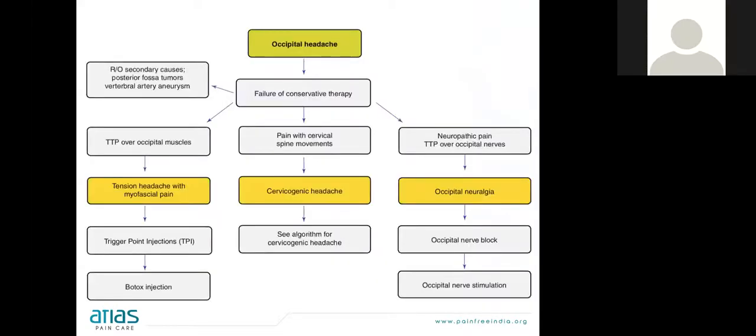Now, occipital headache, you look at treating it conservatively, and the main thing is to rule out red flags. You look for posterior fossa tumor, any vertebral artery aneurysm, and if there isn't, then you look for whether it's a myofascial pain, any trigger points in the occipital muscles. You just do the trigger point injection. If the pain is made worse with cervical movements, you think it's cervicogenic headache, which has got a separate algorithm, which I'll show next. And if it's neuropathic pain, with paresthesia over the scalp, and you think it's occipital neuralgia, you can do an occipital nerve block or occipital nerve stimulation.